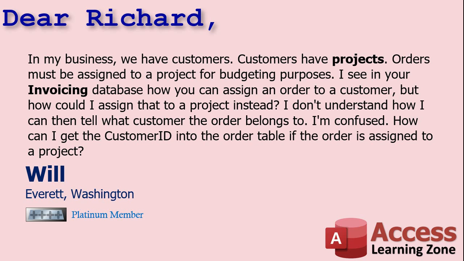Today's question comes from Will in Everett, Washington, one of my Platinum members. Will says, in my business, we have customers. Customers have projects. Orders must be assigned to a project for budgeting purposes. I see in your invoicing database how you can assign an order to a customer, but how can I assign that to a project instead? I don't understand how I can then tell what customer the order belongs to. I'm confused. How can I get the customer ID into the order table if the order is assigned to a project? Okay, well, let's take a step back and examine how the database is set up.